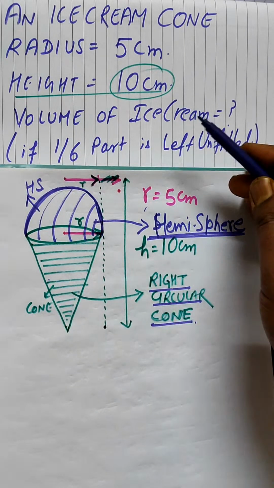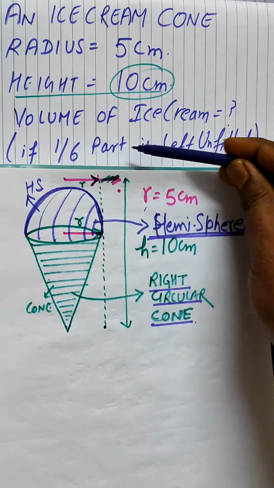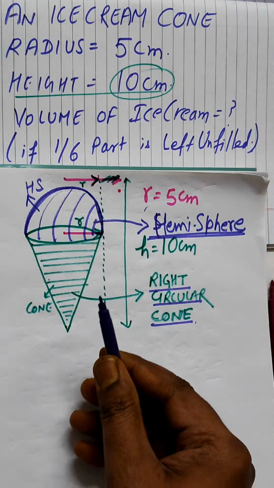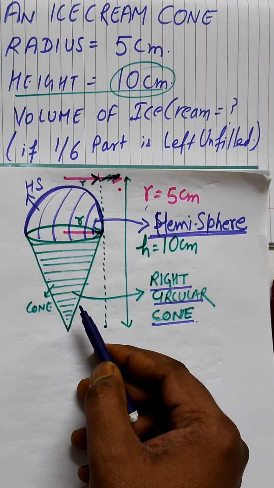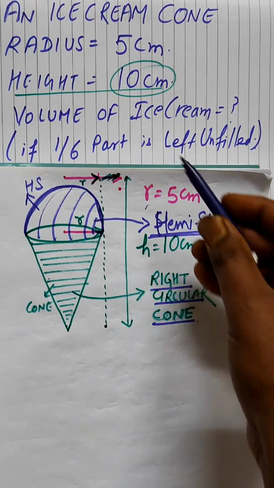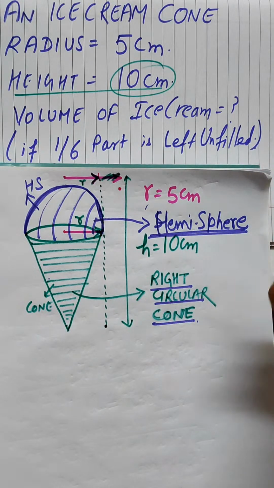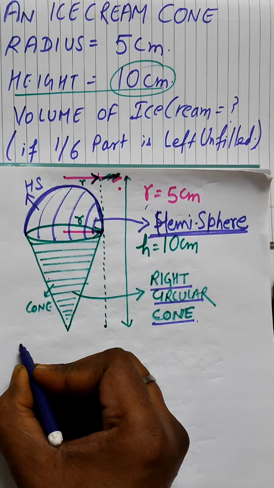Another piece of data given in the question is that 1 by 6 part of the cone is left unfilled. That means the shopkeeper takes full money but does not give you the full amount of ice cream. So that volume which is not given to you needs to be subtracted. We'll do that later. First we'll find the volume of the ice cream.